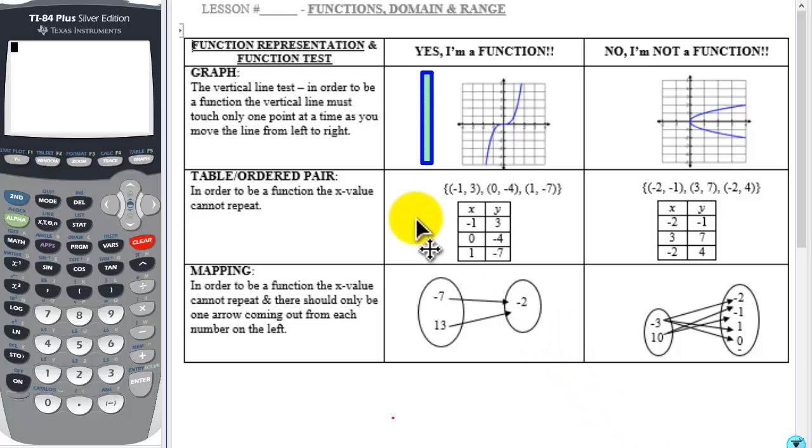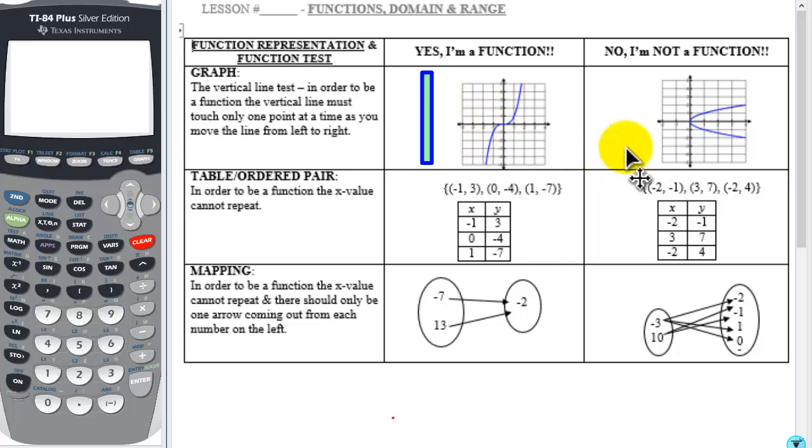Hello, this is going to be a lesson on functions, domain, and range. We're going to start out with functions. How do we know if a relation is a function or not? Well, it depends on how the function or the relation is presented to you.